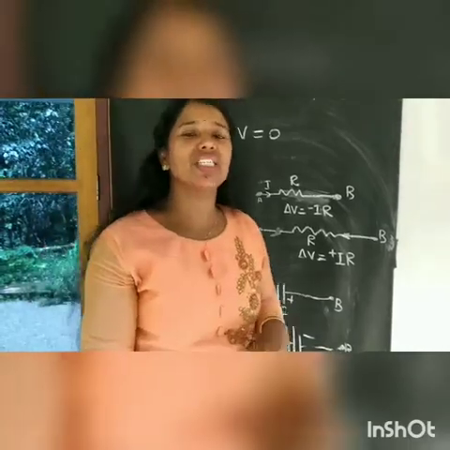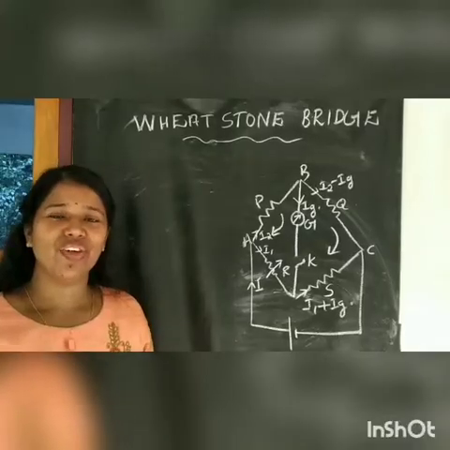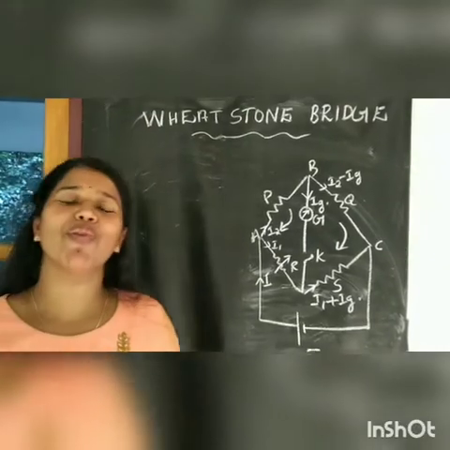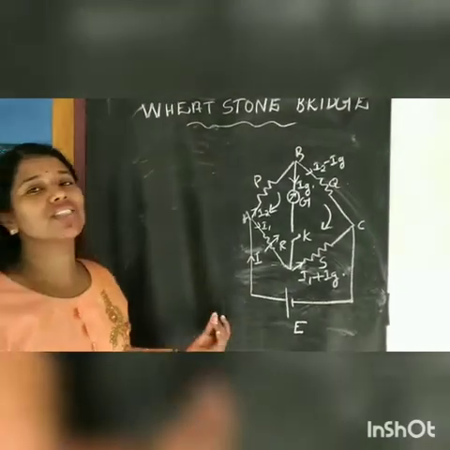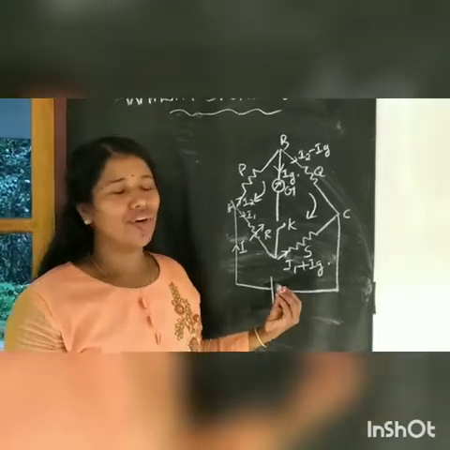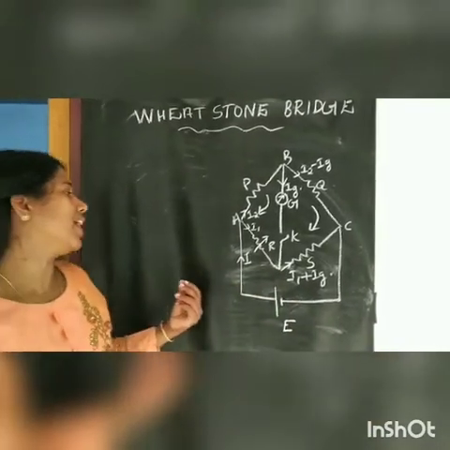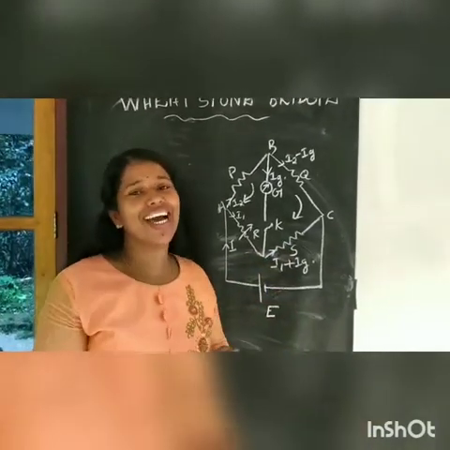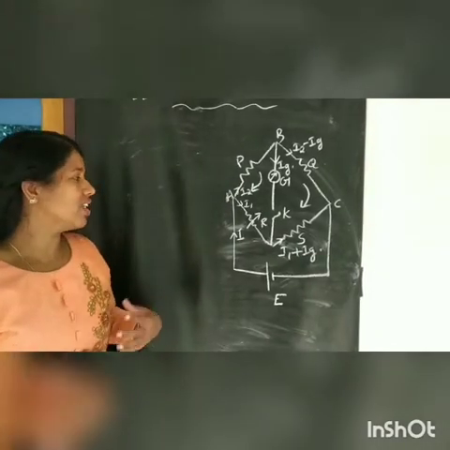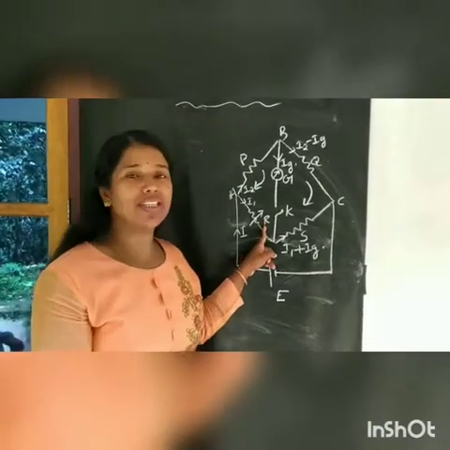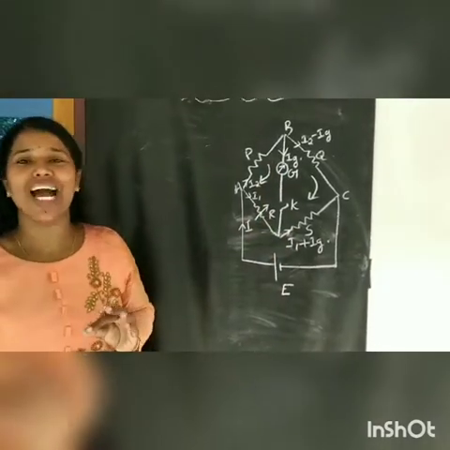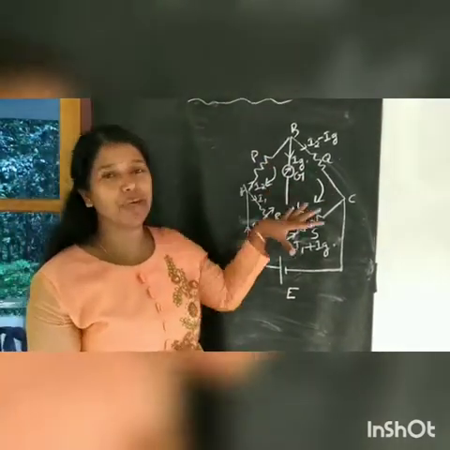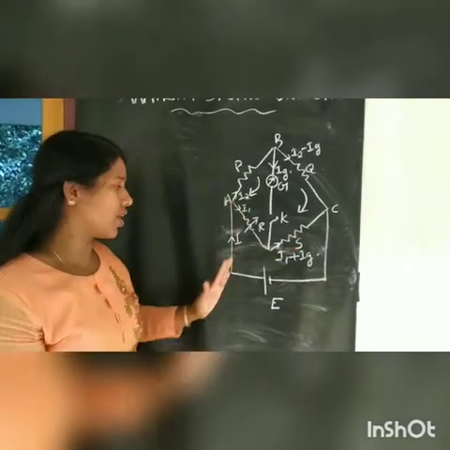Next is the Wheatstone bridge. The Wheatstone bridge is the arrangement of 4 resistors in the form of a bridge. We can calculate the unknown resistor. One is the unknown resistor, commonly taken as S. One is a variable resistor, that is R. The other 2 resistors are standard resistors. It forms like a bridge. This is our circuit diagram.